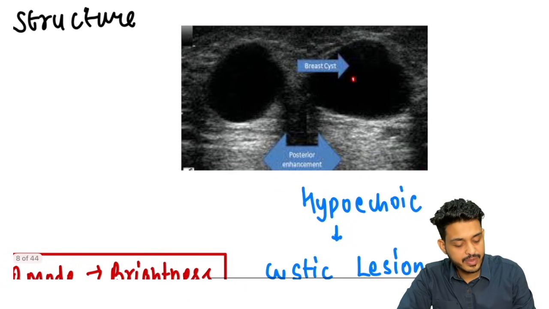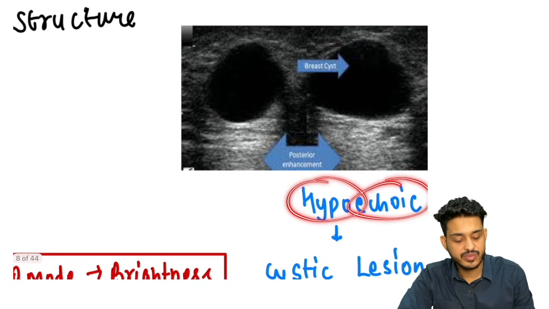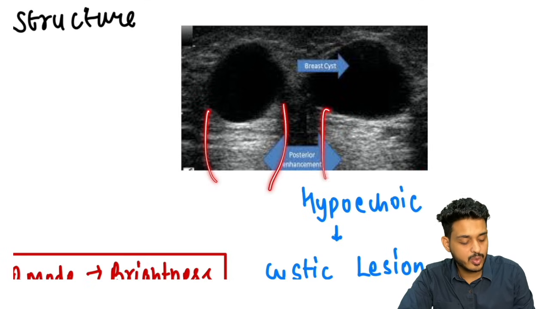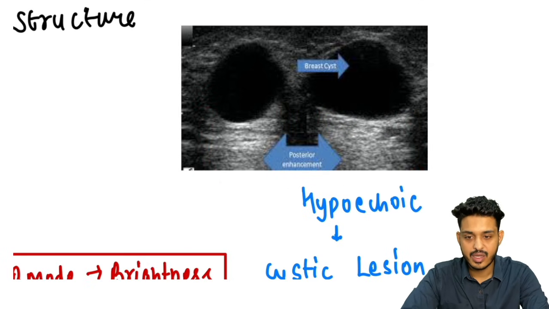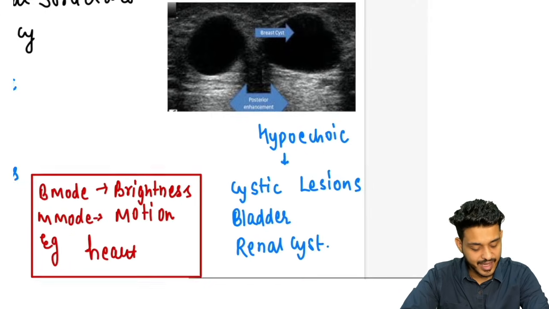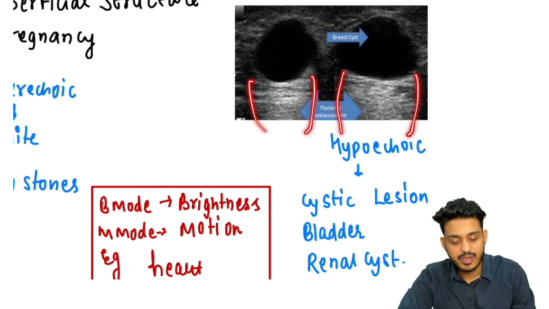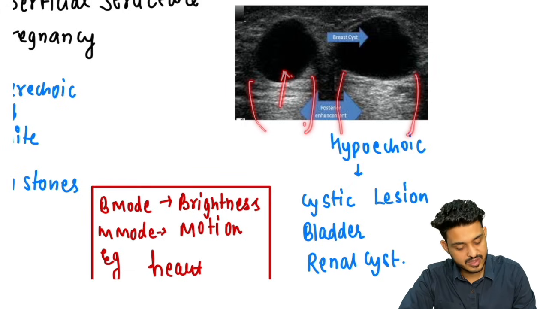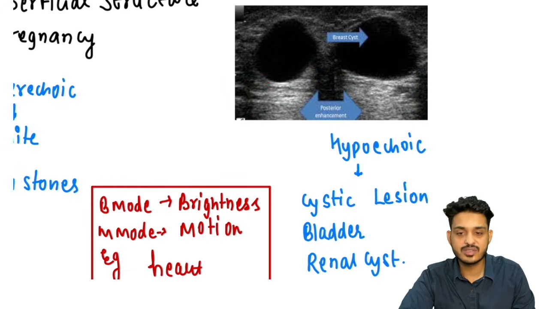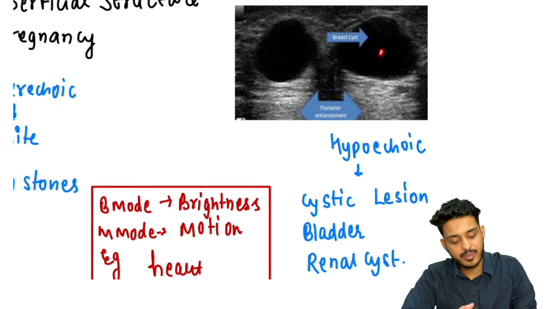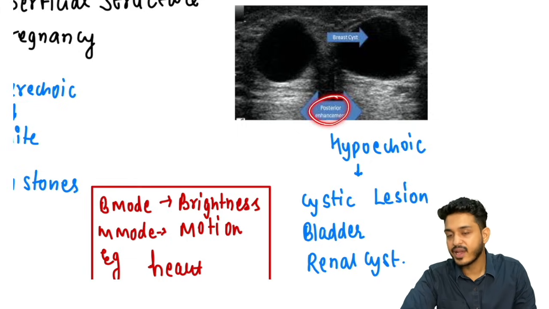Now, about the hypoechoic lesion. If you are having fluid anywhere, can you appreciate what you are finding? Posterior acoustic enhancement. Why? Because fluid is not going to absorb the sound waves, and it is going to transmit all the sound waves as they are, right? So you will have more sound waves here, and something white will appear after a black lesion. This is known as posterior enhancement.